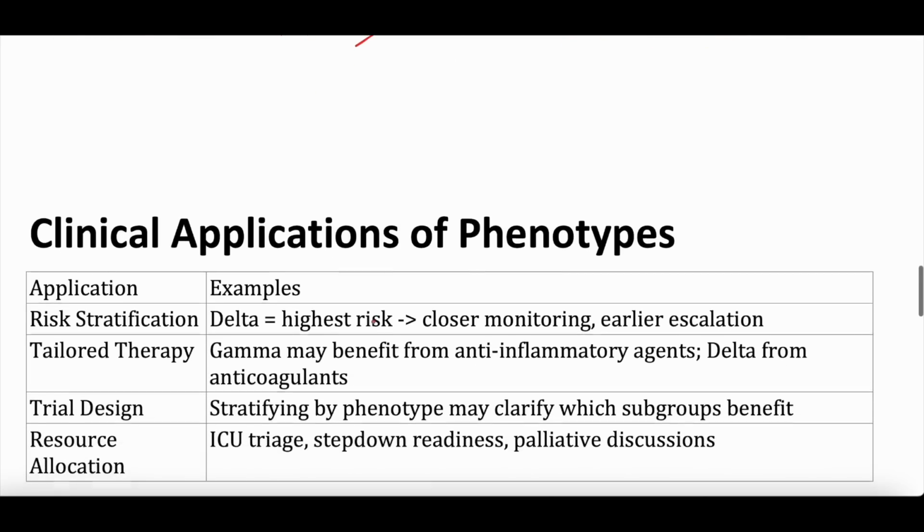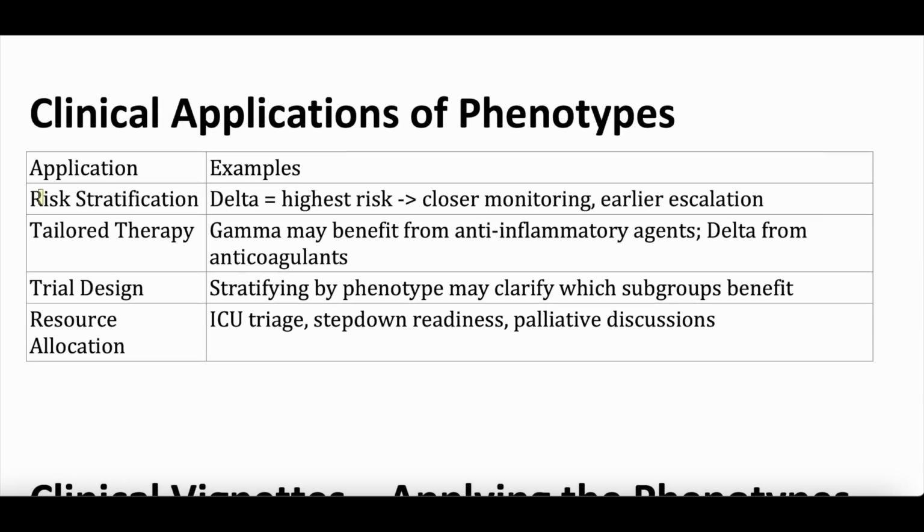So the clinical application here is that one might help with risk stratification. We know that the Delta phenotype has the highest risk, the highest mortality. Okay, they might need closer monitoring, earlier escalation of care to something like an intensive care unit. Tailored therapies is a really exciting future thing. There's not enough evidence right now to support tailoring therapies, but we should probably study therapies for the different phenotypes. There's some early evidence that maybe the gamma phenotype might benefit from anti-inflammatory modulators. The delta phenotype, with all that coagulopathy, may benefit from things like anticoagulants, right? They might have more microthrombi.